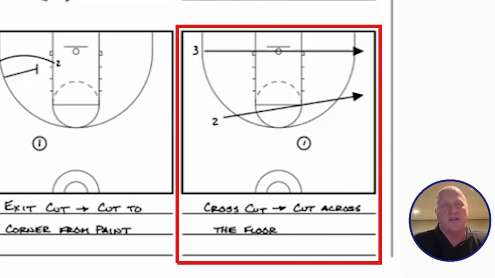A cross cut, literally we just cross the floor. You go from one side of the floor to the other. It could be wing to wing, wing to corner. It doesn't matter to me, as long as they're cross cutting, they're creating disorganization in space.